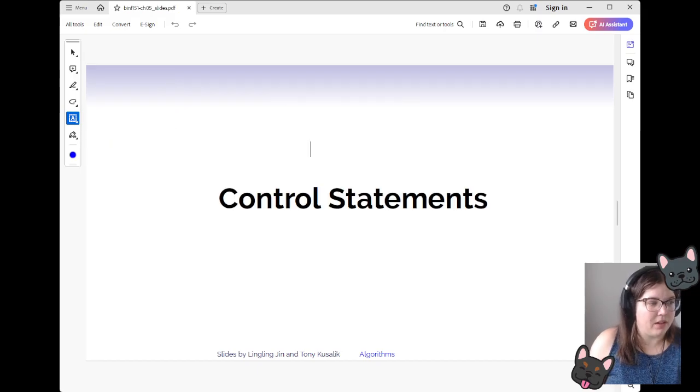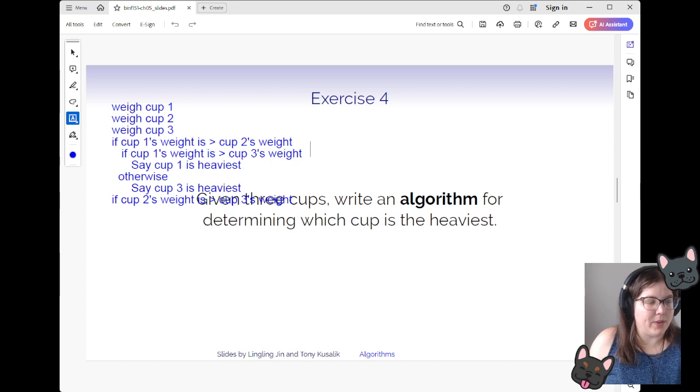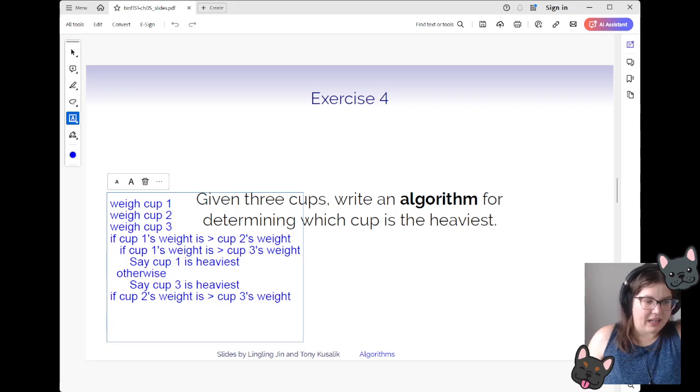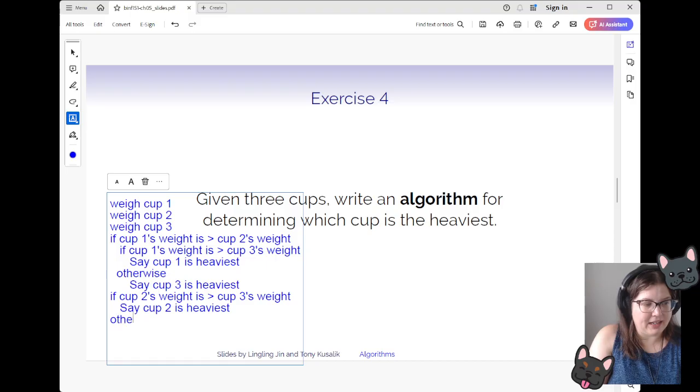So if cup 1's weight is greater than cup 2's weight is not true, check to see if cup 2's weight is bigger than cup 3's weight. Let me move this down and see if I can get all my printing. Here we go. And if it is, say cup 2 is heaviest. Otherwise, say cup 3 is heaviest.